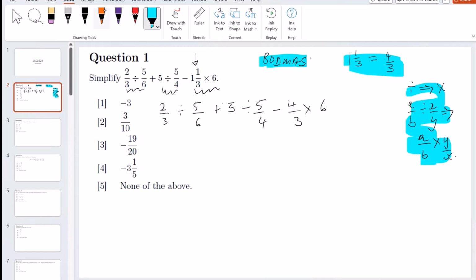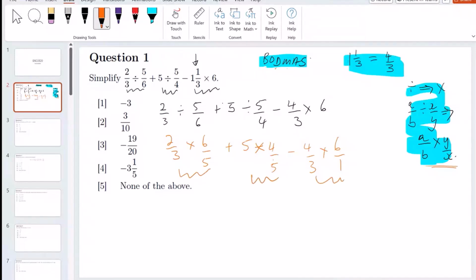After doing that, I'll change this because I want to have this effect. So I'm going to have 2 over 3 multiplied by 6 over 5, plus 5 multiplied by 4 over 5, minus 4 over 3 multiplied by 6, which is just 6 over 1. So I've got everything, and I know according to BODMAS, brackets, division, multiplication, I can start with multiplication.